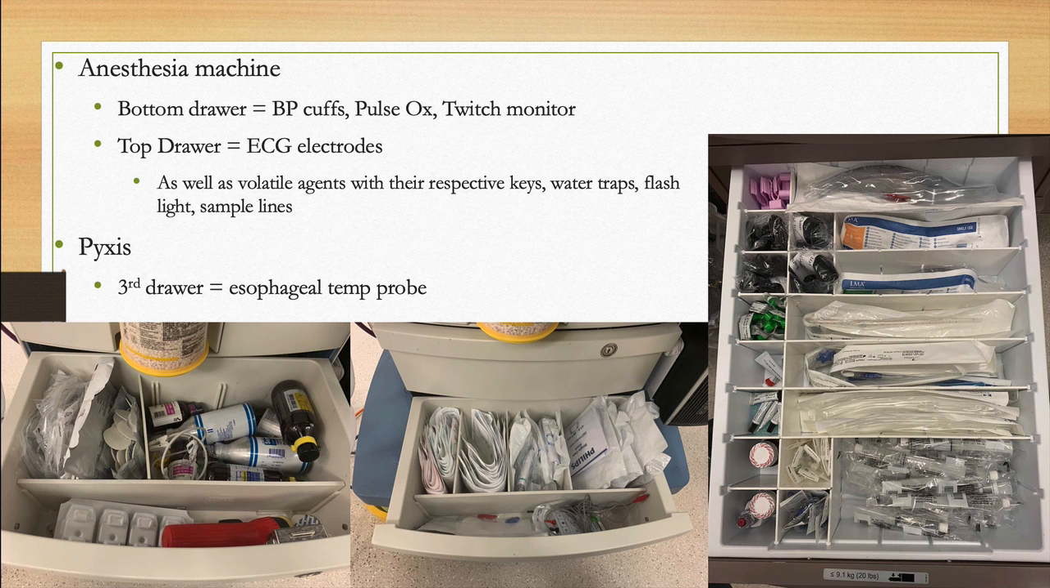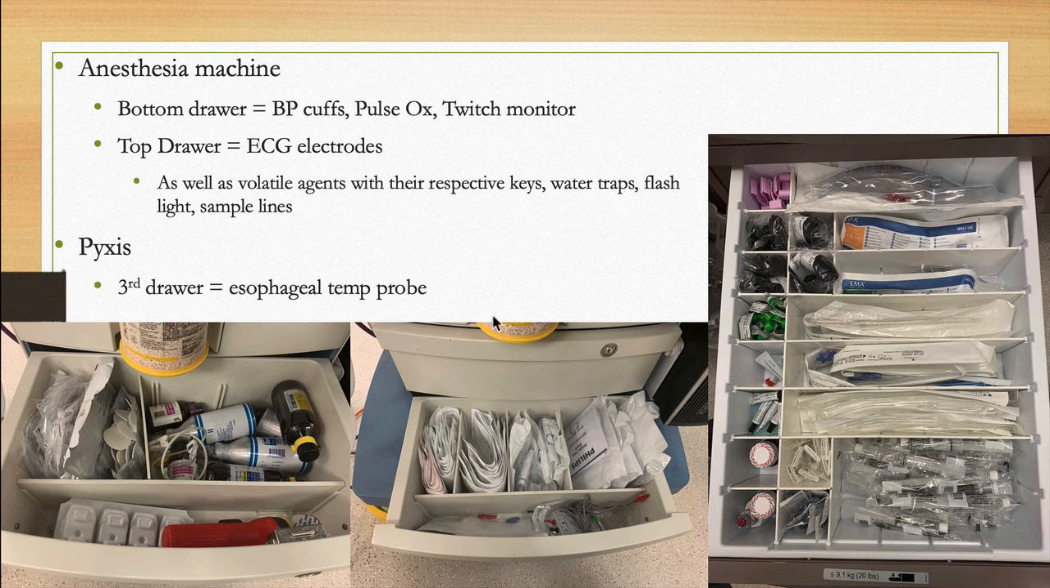Okay, let's talk about some tips on where to find this stuff. So on the anesthesia machine, there's two drawers. The bottom drawer is where you can find blood pressure cuffs, pulse ox, and even an old school twitch monitor. So here's pulse ox for different ages and different size blood pressure cuffs. And the top drawer is where you'll not only find the volatile agents, but some water traps, a backup flashlight, some sample lines here, and importantly, the ECG electrodes.